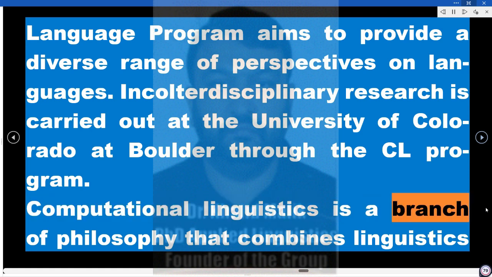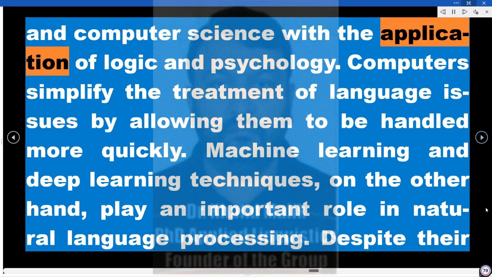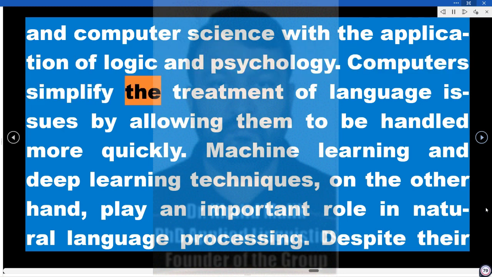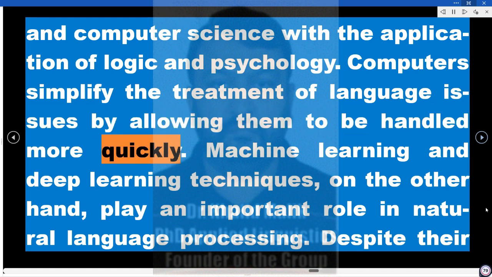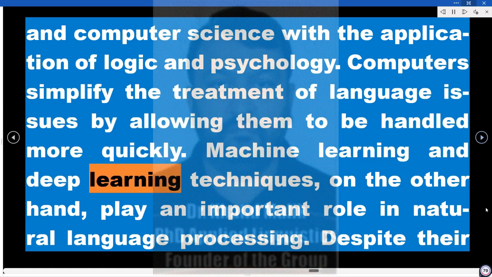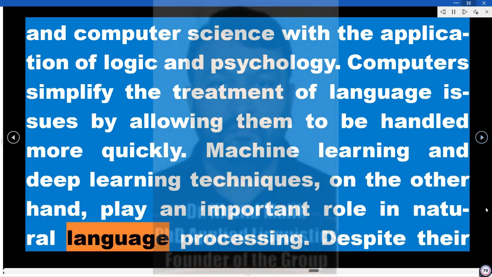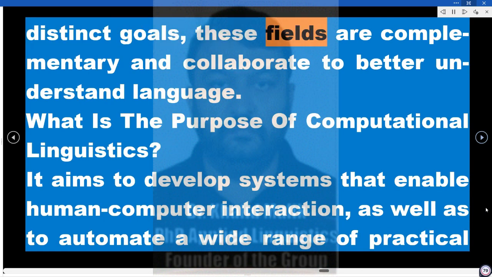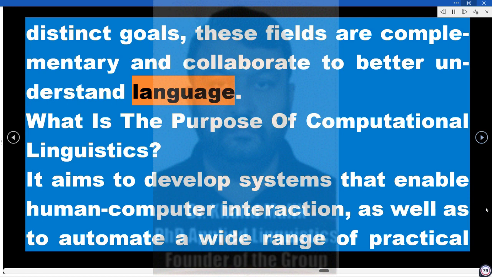Computational linguistics is a branch of philosophy that combines linguistics and computer science with the application of logic and psychology. Computers simplify the treatment of language issues by allowing them to be handled more quickly. Machine learning and deep learning techniques, on the other hand, play an important role in natural language processing. Despite their distinct goals, these fields are complementary and collaborate to better understand language.